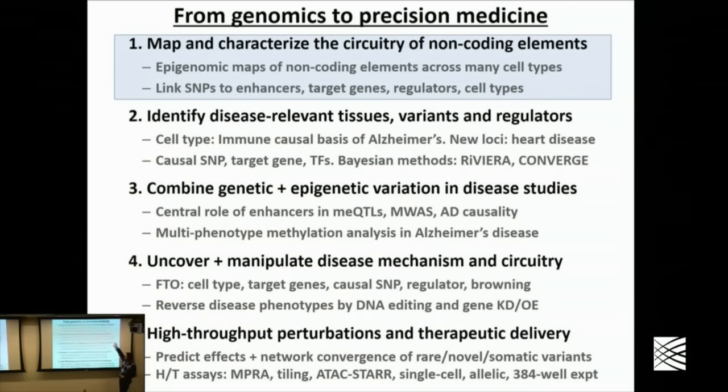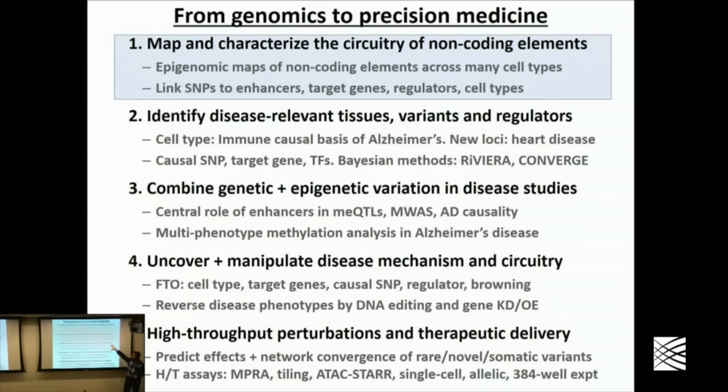What we need to do is, number one, map and characterize the circuitry of the non-coding genome. Number two, identify what are the disease-relevant tissues, variants, and regulators, and we're going to do that by looking across multiple regions associated with the disease and looking for enrichments, for common patterns between them.